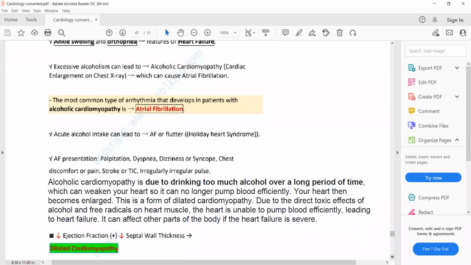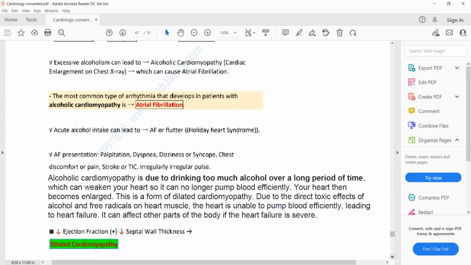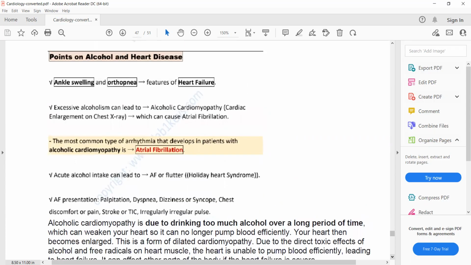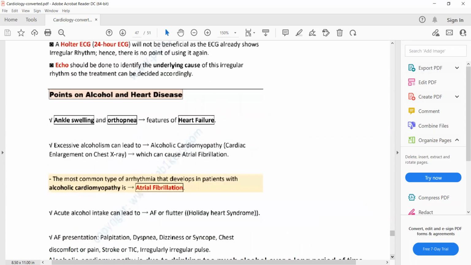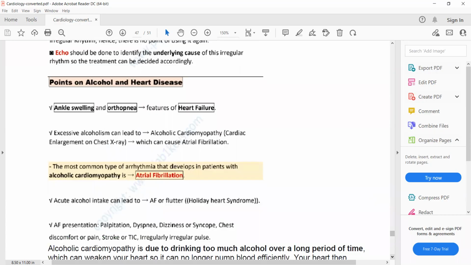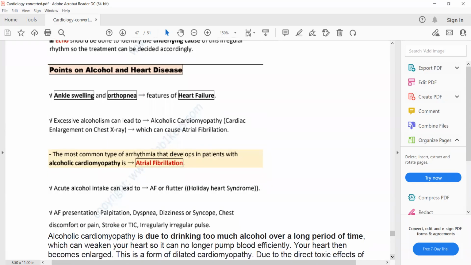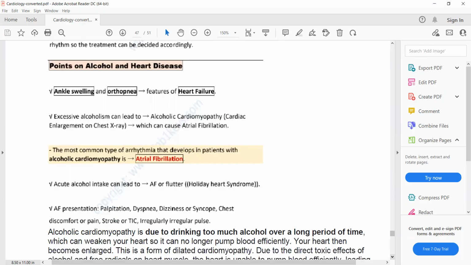So long-term alcohol intake can result in heart failure, because alcohol has a direct toxic effect on heart muscles, and also it generates free radicals which damage the heart muscles. So chronic alcoholism can lead to heart failure. So someone with a history of chronic alcoholism presents to you with ankle swelling, orthopnea, shortness of breath, ascites. In short, if a chronic alcoholic presents to you with features of heart failure, then the diagnosis will be alcoholic cardiomyopathy.